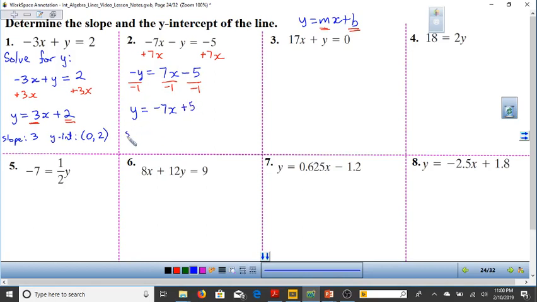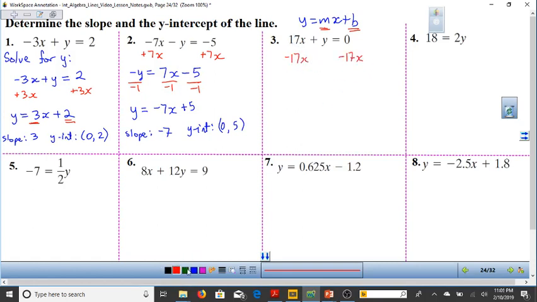So my slope for this line is -7. That means it's a decreasing line. And then my y-intercept has coordinates 0, 5. That's where it crosses the y-axis, at the point 0, 5 on the y-axis. Now to get the slope and y-intercept here, I simply, again, subtract 17x from both sides.